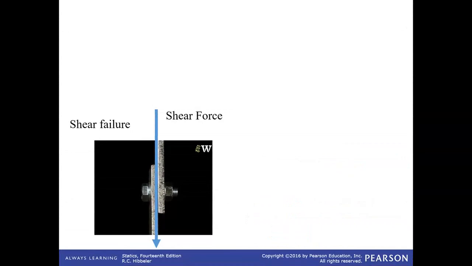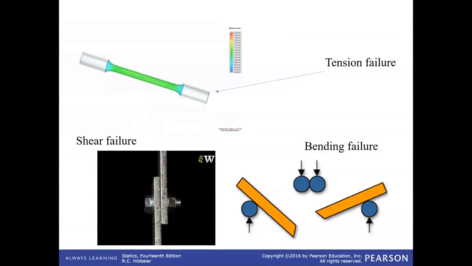The third type of internal load that we consider here is shear. In this case, two plates are joined by means of a fastener, and when the plates are pulled in opposite directions, the bolt fails parallel to the cross section. This type of failure is called shear failure, and that type of force is called shear force.